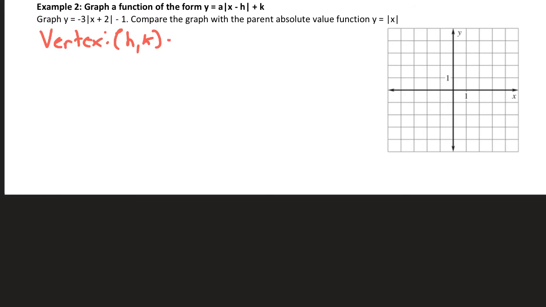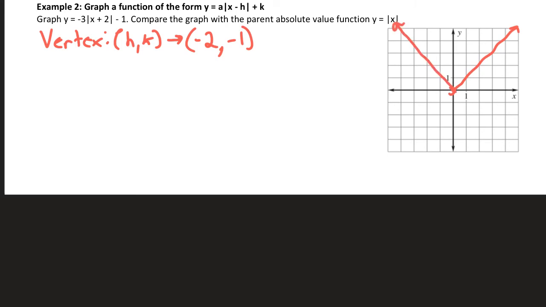So in this function, it's a little counterintuitive, and we will go through examples of this, but our vertex is the point -2. I get that from the +2, and it is -1. Okay? We will talk more in depth about why that is -2 when we have +2, but I want you to remember that's the vertex. So I'm going to graph the parent graph first, and then I'll describe some of the features of this new graph that we have. Okay?